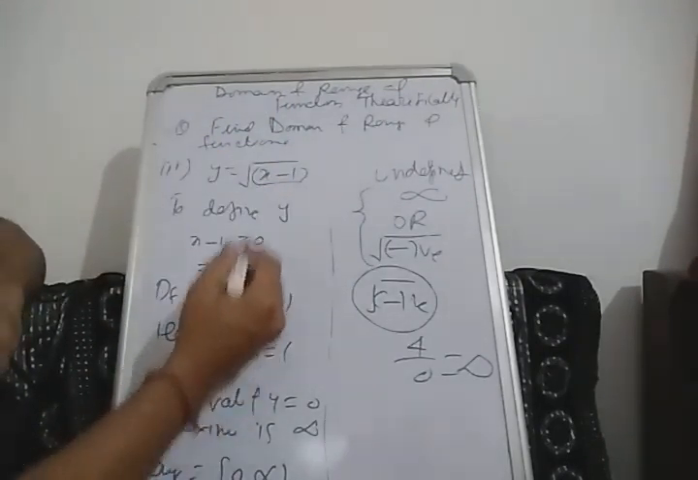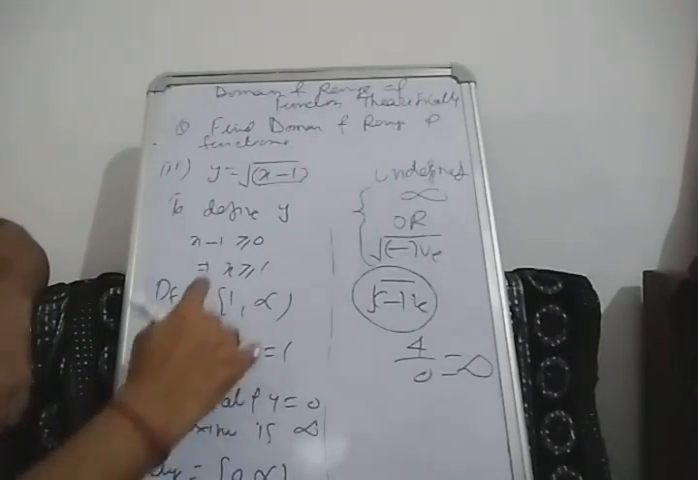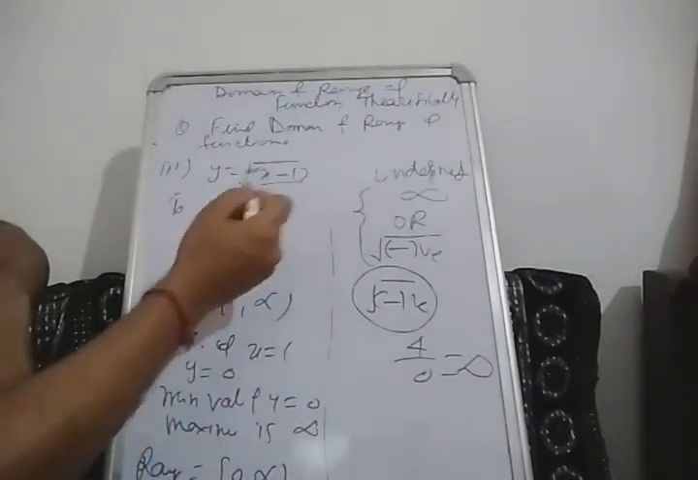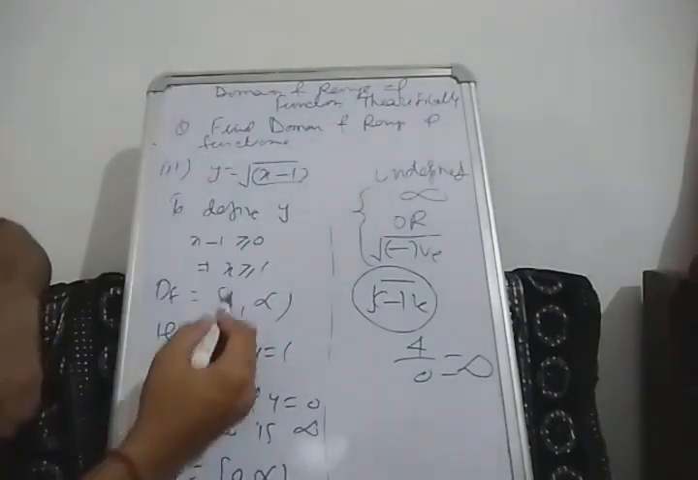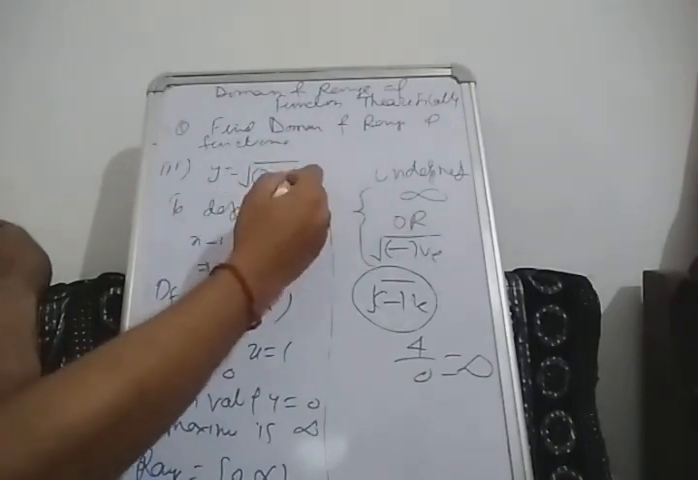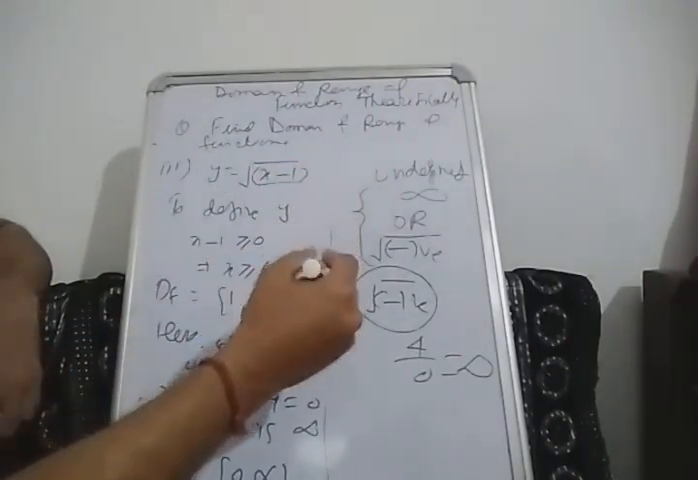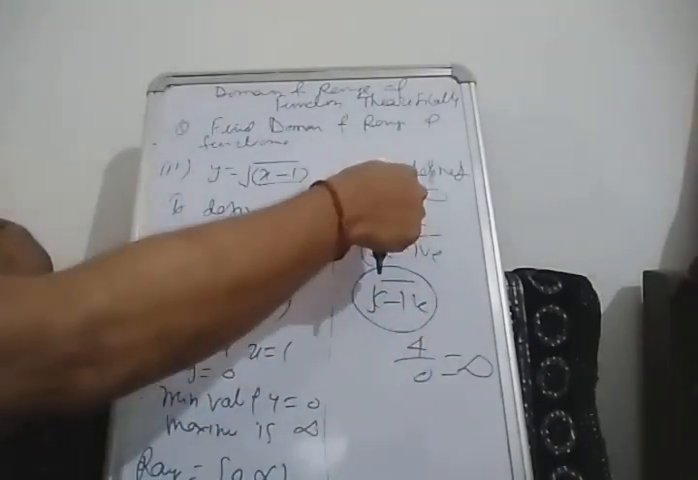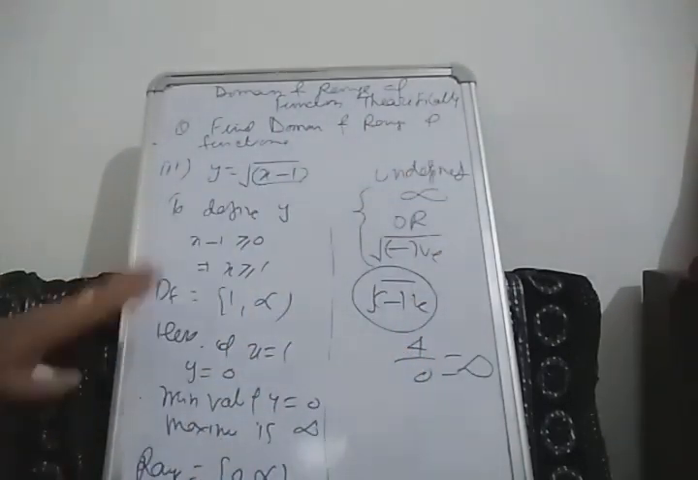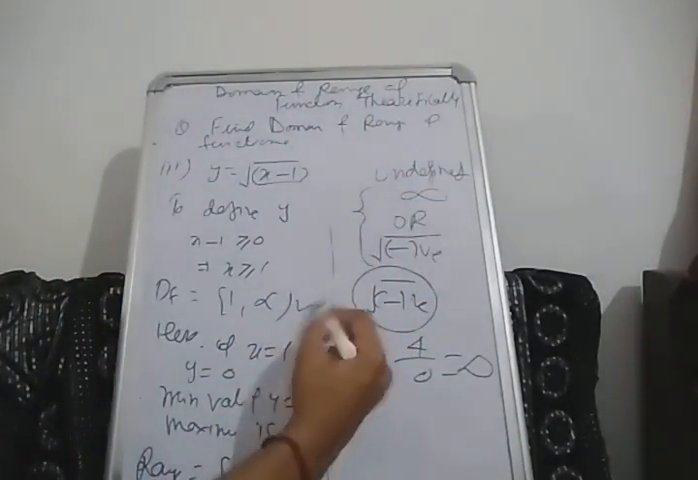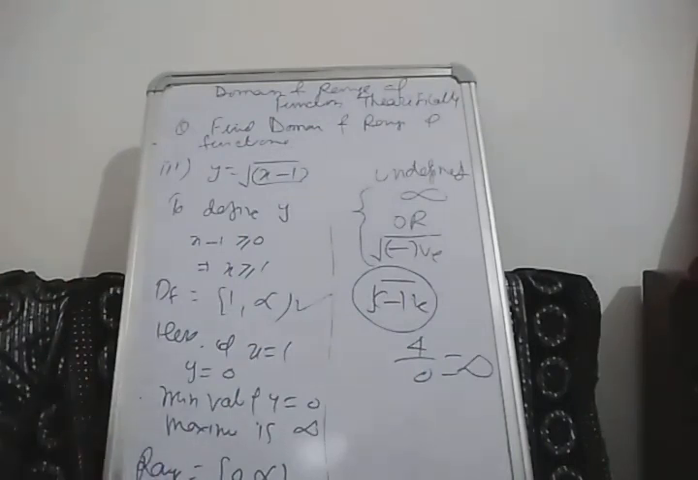Like if you put 1, it will be square root of 0, that is 0. If you put x equal to 2, it will be square root of 1, that will be 1. If you put 3, so square root of 3 minus 1, square root of 2 is also a real number, because it is not taking either this form or this form. Now the domain is decided. First the domain is decided, then the range is decided.